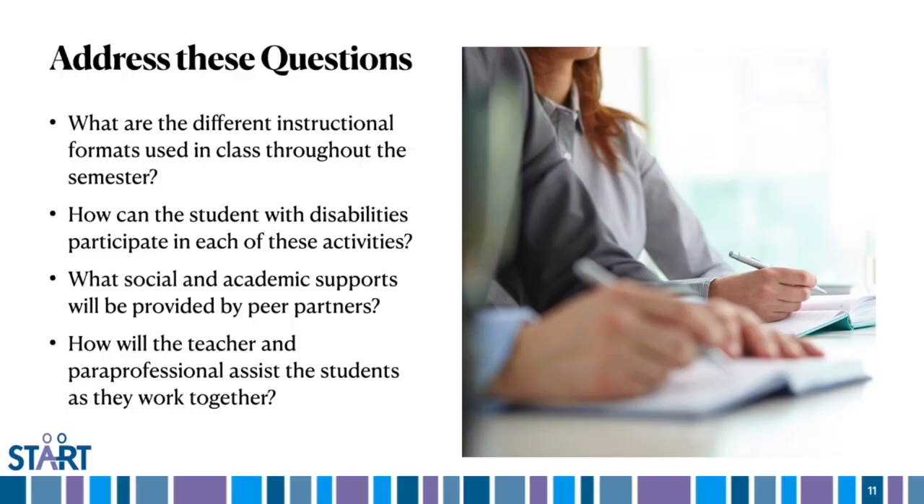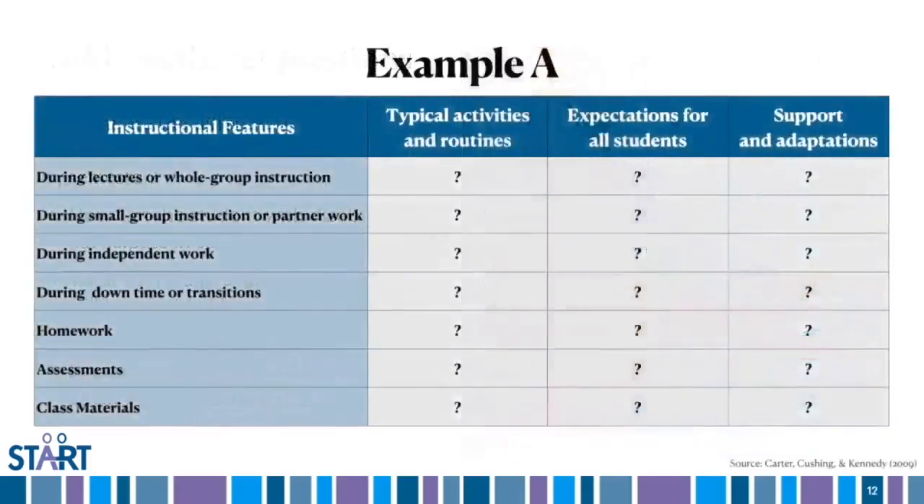So I'm going to highlight briefly just a few of these variations, and you can pause the screen along the way if you want to take a deeper look into each of these. In this first example, the left row lists each of the different instructional arrangements that often comprise a given class. Things like lectures or small group work, independent work or guest speakers, as well as features like homework and assignments and materials for class. Now, the second column has the title Typical Activities and Routines.